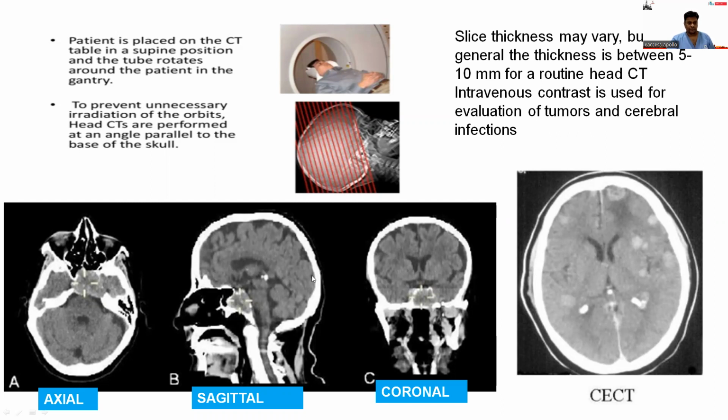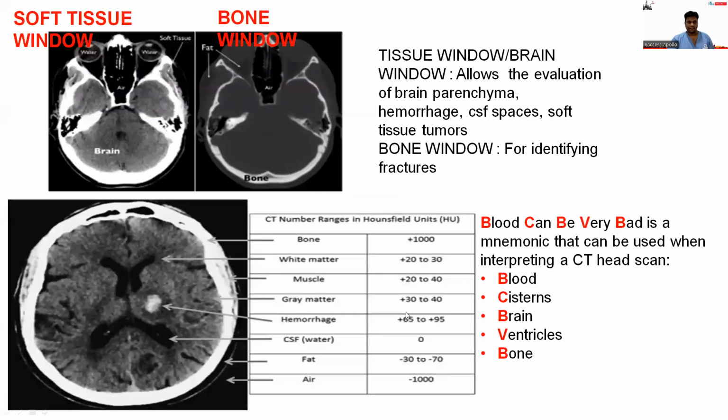The three types of images which we see on the CT are the axial image, which you can see here, the sagittal image, and the coronal image. There are two types of windows usually seen on a CT scan: soft tissue windows and bone windows. Soft tissue windows are used to identify brain parenchymal disorders, hemorrhages, CSF spaces, and soft tissue tumors, and bone windows are used for identifying fractures.